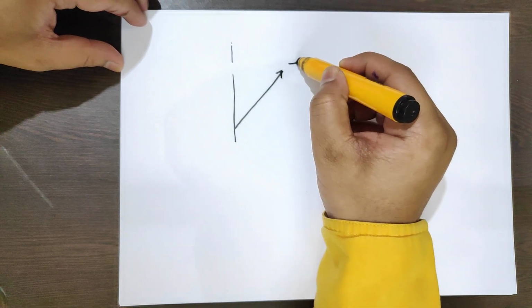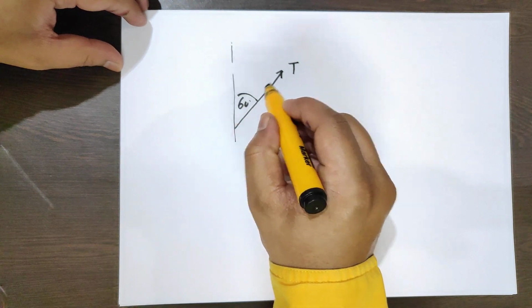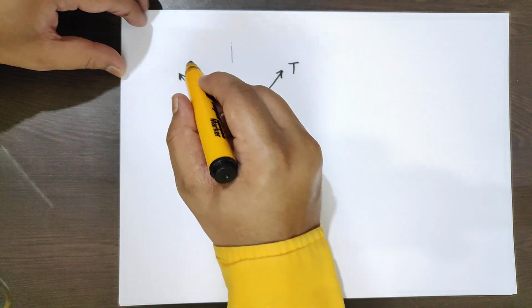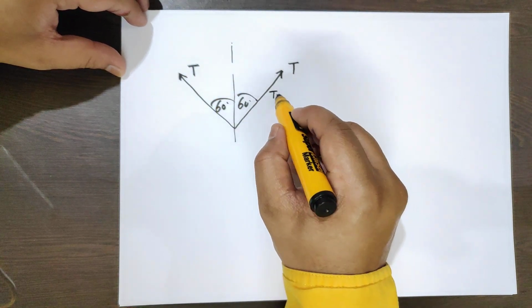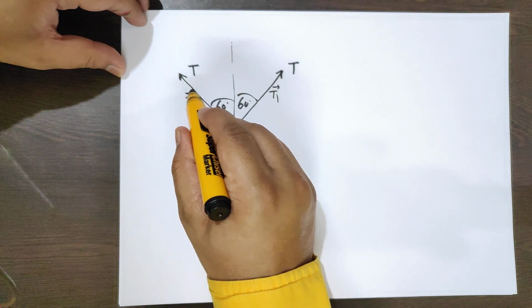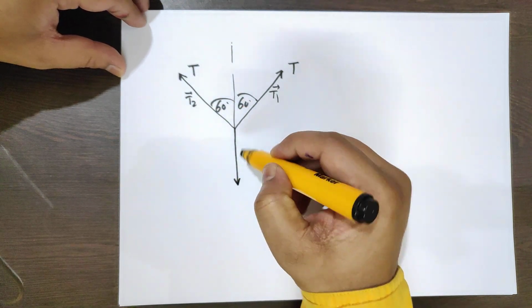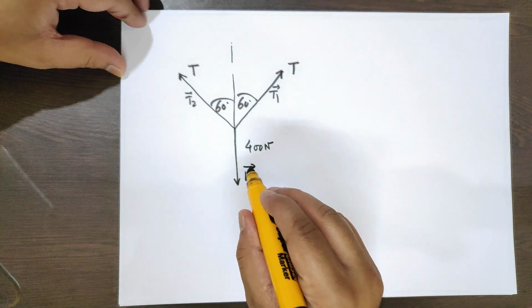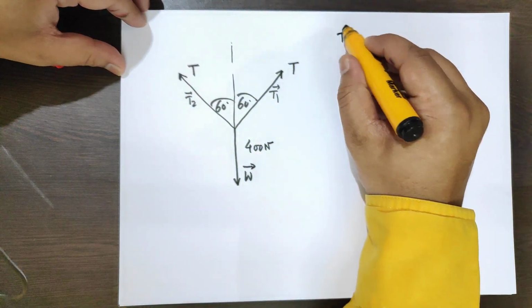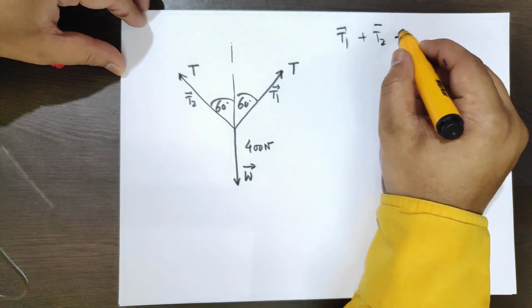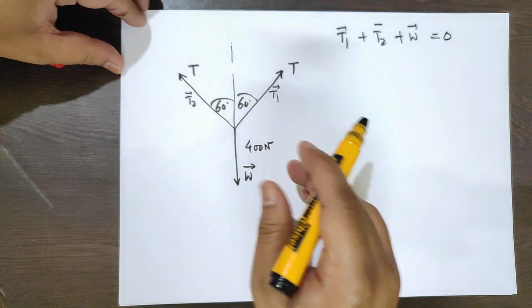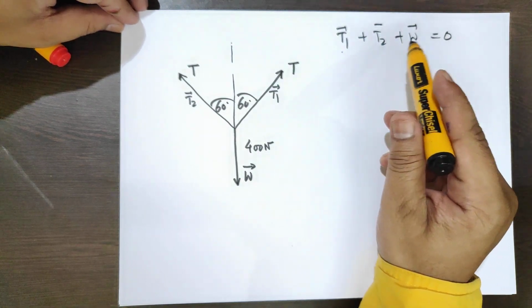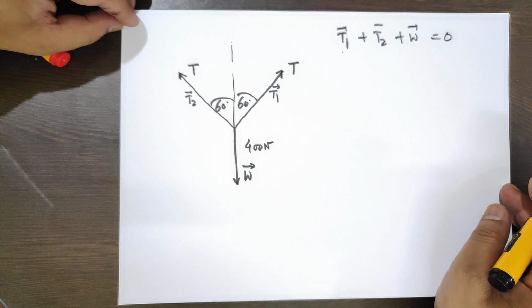There it is, T, magnitude T. Vectorially, T1 magnitude is T. That's 60 degree. T again, vectorially, this is T1, this is T2, and this is 400 newton magnitude, and vectorially it's W. So you know T1 plus T2 plus W. It doesn't matter, you can write T1 plus W plus T2 or T2 plus W plus T1, whatever. Its order doesn't matter.